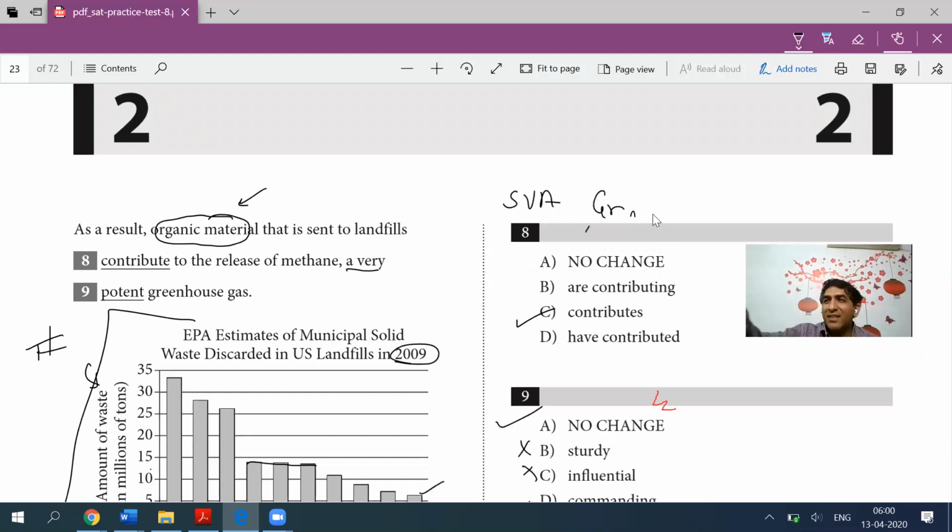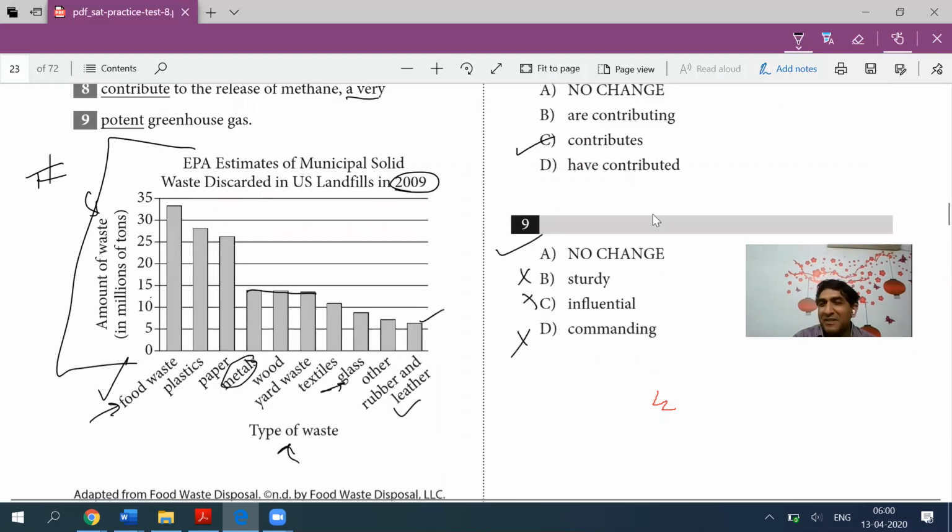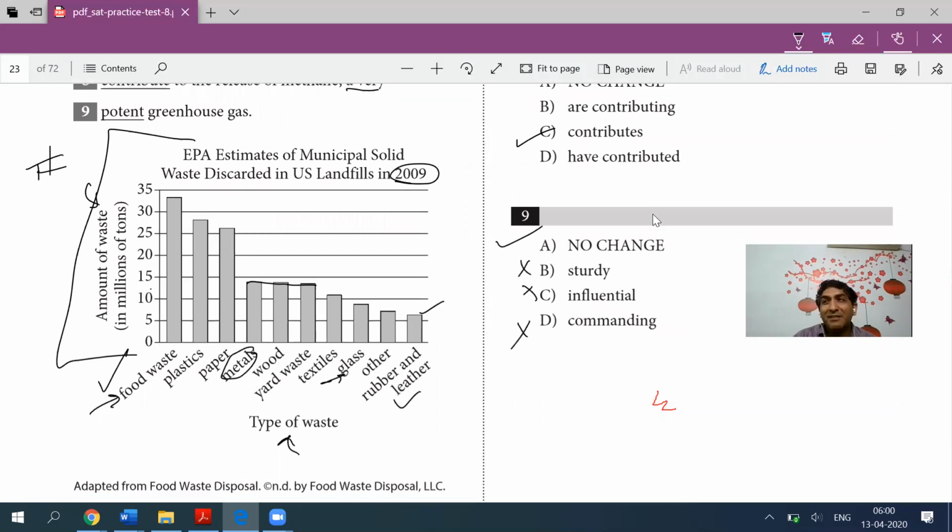So as you can see, there are a collection of questions from grammar, some from context, some from data. That's what makes this test a little interesting, I would say, or challenging. So you have to take this challenge and do your best.